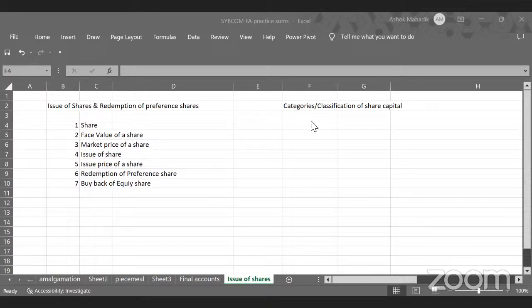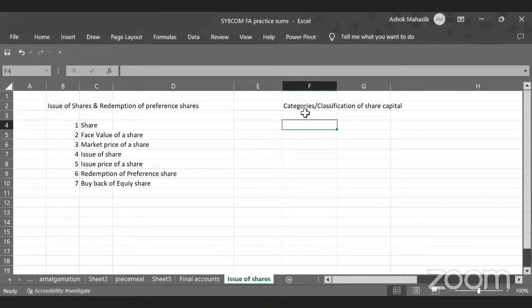Now, let us see what are the categories or classification of share capital. At the top of the ladder we have authorized share capital. It is also known as nominal share capital, or sometimes called registered share capital. It is the maximum amount which can be raised through share capital. So authorized share capital is at the top of the structure.